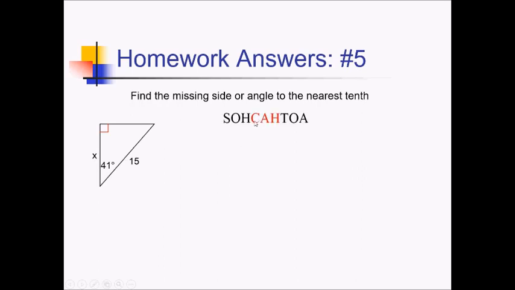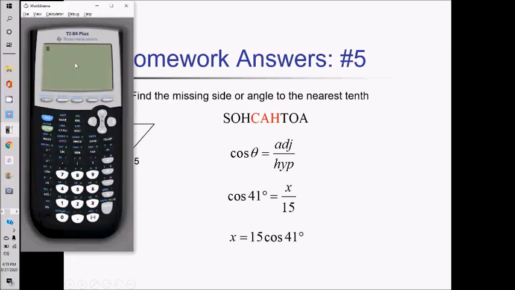So that's cosine equals adjacent over hypotenuse. So I can write cosine of 41 equals, we said our adjacent side was x, that's actually the side we're looking for. And then we had the hypotenuse, that was 15. So now to get x, we just multiply both sides by 15. So that's 15 times the cosine of 41, which I will now put in the calculator. So on the calculator, we have 15, we have cosine, we've got 41, and that's going to come out to 11.3.